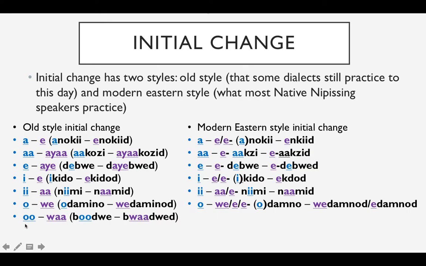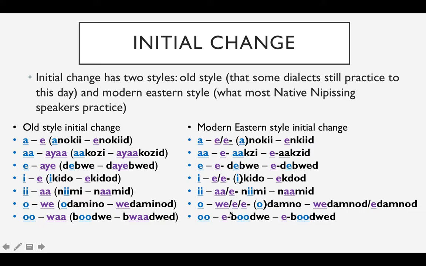And lastly, our double O sound becomes a wa sound. So bodwe, he or she builds a fire, became boadwed. And modern day, double O just uses the hanging E prefix. So bodwe would be changed to ebodwed.